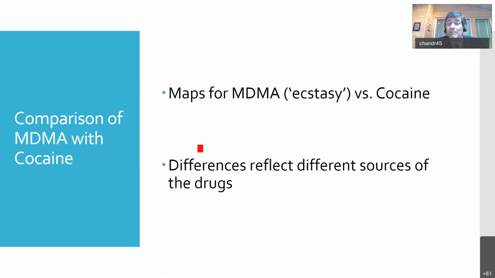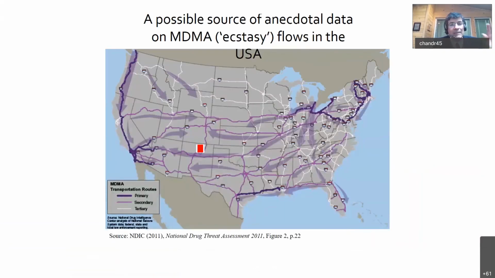I want to just show you a comparison between MDMA and cocaine, the maps, because these differences reflect the different sources of these drugs, right? So remember, let me start with the MDMA map. This is a map from the National Drug Intelligence Center that shows us the flows of MDMA. Okay, so try to remember this.